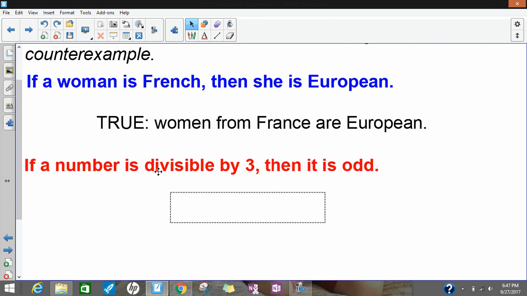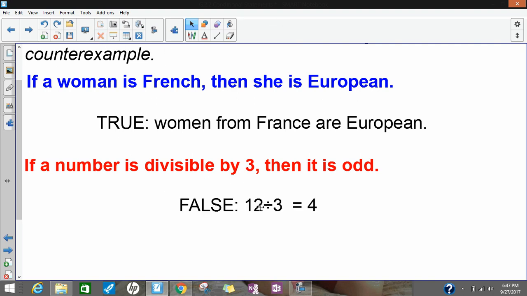The second one, if a number is divisible by 3, then it is odd. So we got to think of some numbers that are divisible by 3. 6 is divisible by 3, but 6 is not odd. 9 is divisible by 3, and it's odd. 12 is divisible by 3, but it's not odd. So we have a couple counterexamples in 6 and 12. So this is a false statement, since I can find even numbers that are divisible by 3.